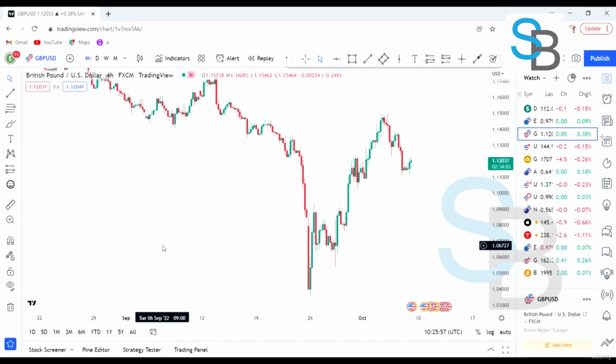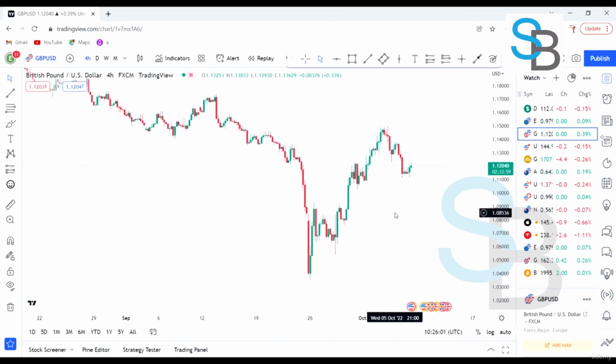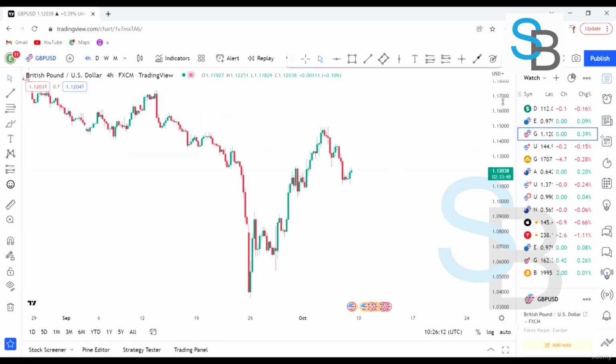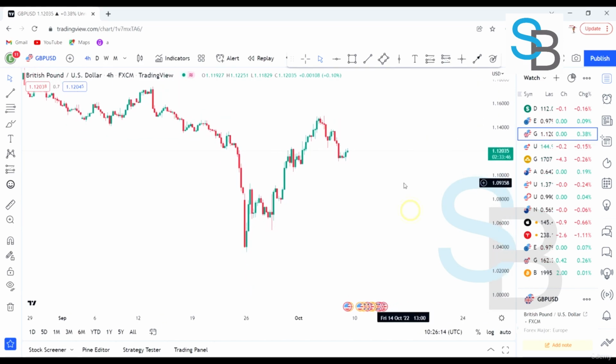Now, this type of indicator we're about to look at is called the moving average indicator, and it's a trend indicator, okay? It's one of the most widely used indicators in the forex market, and it's one of the most efficient indicators in the forex market.